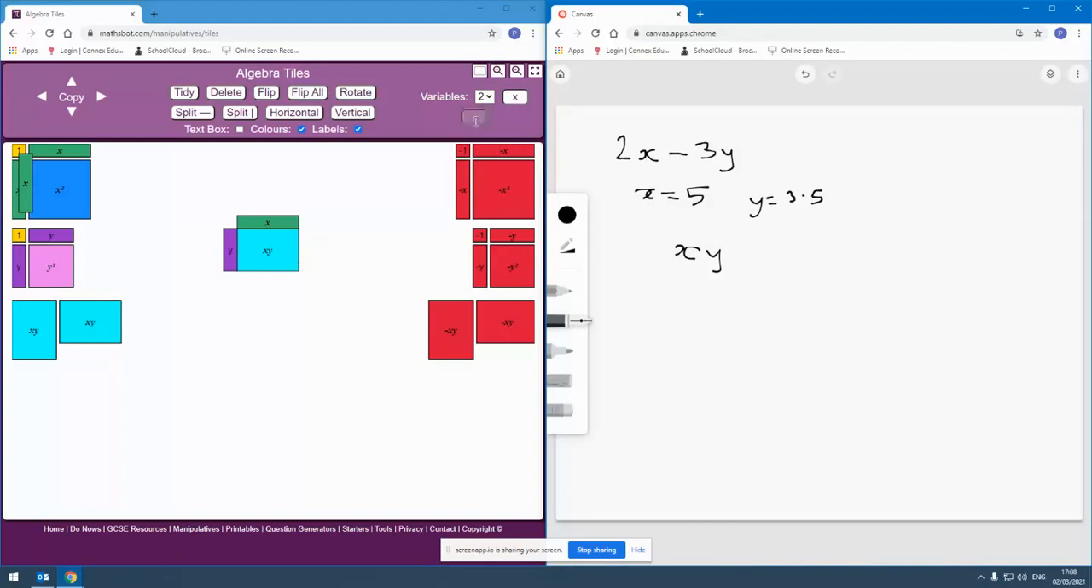But if I now put in x as 5 and y as 3.5, then you can see there's a potential problem there, where you've got 53.5 and it looks like 53.5, but it's actually supposed to be 5 times 3.5.